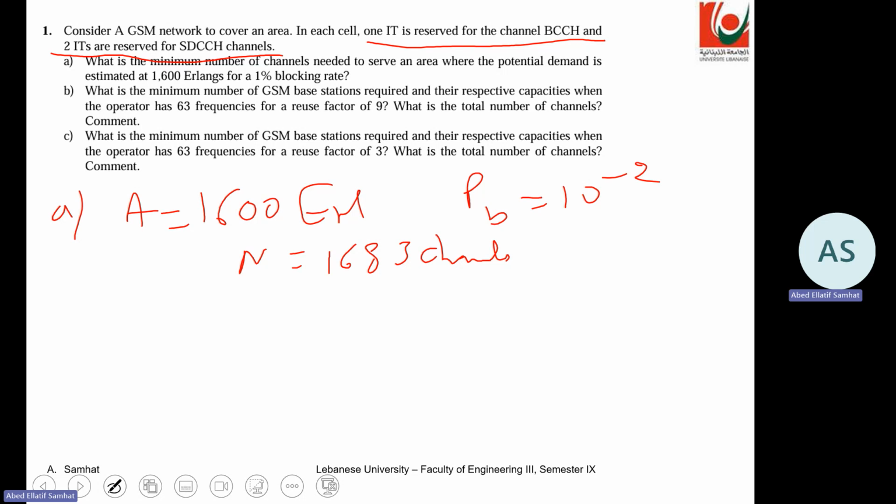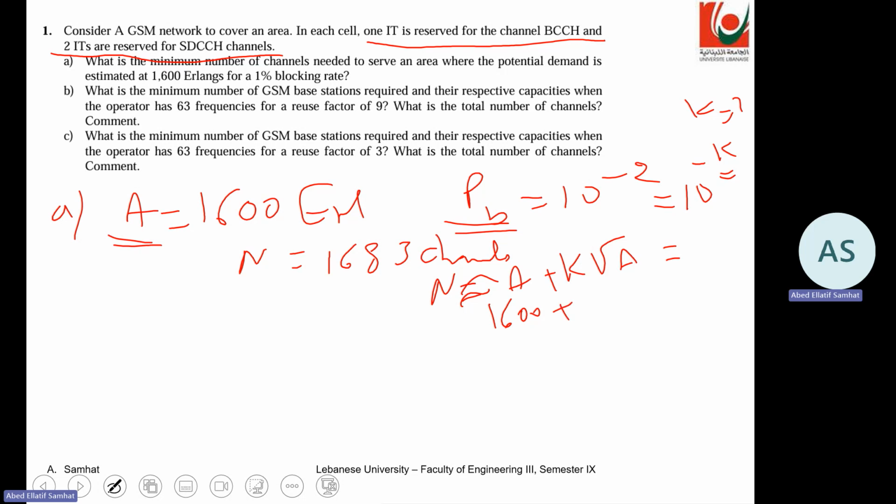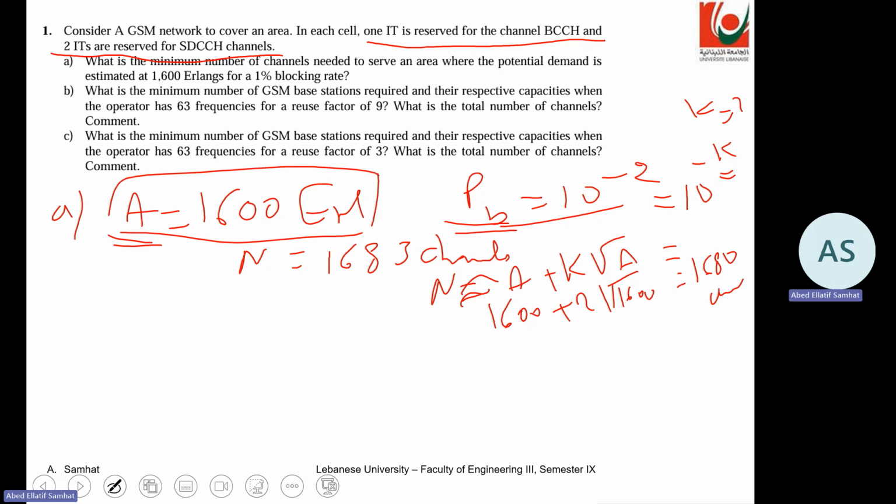Typically, we have A, and we have the blocking probability in the form of 10 to power minus k. In our case, k is equal to 2, and it's possible to use an approximation if you don't have the Erlang table. In this case, n is equal to A plus k radical A. It's an approximation. And if we approximate here, it will be 1,000 plus 2 radical 1,000, and it will be equal to 1,068 channel. Okay, so this is an approximation. It works where the blocking probability is in the form 10 to power minus k. And if you have the Erlang and you want to find the number of required channel, you can use it.